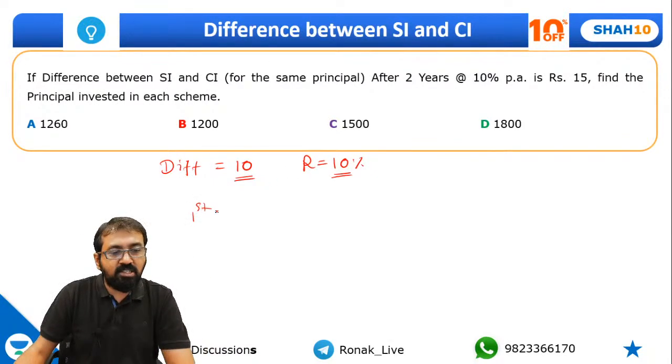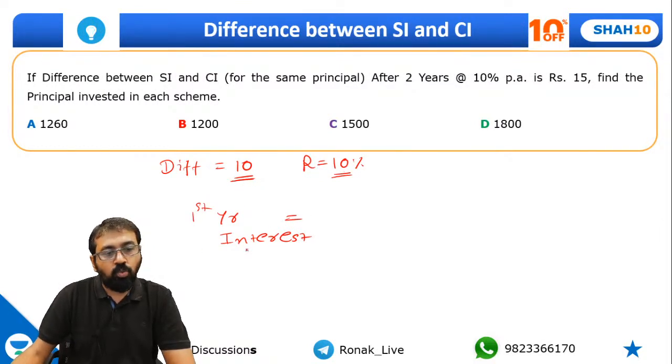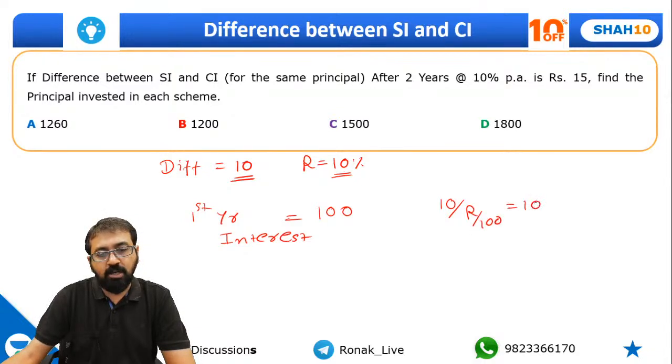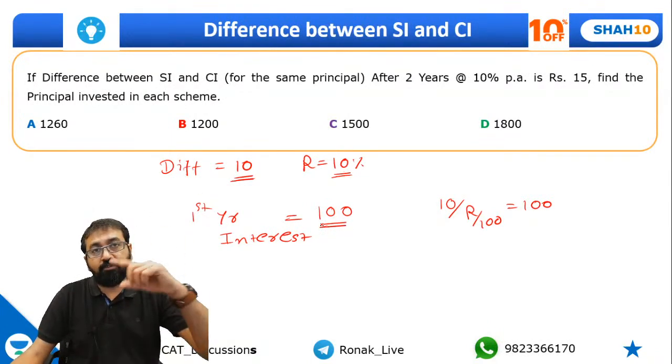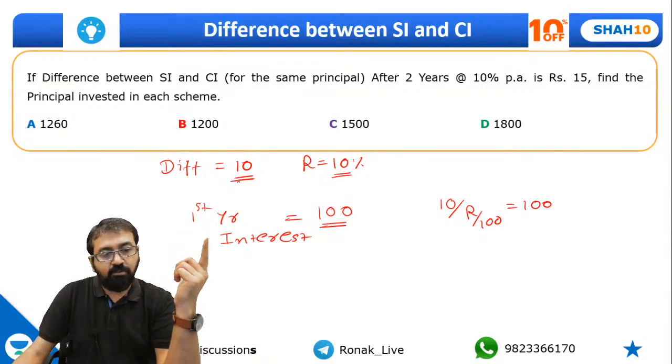So 10% of first year's interest is 10 rupees, right? So what will be the first year's interest? It will be 100 rupees. How did I get that? 10 divided by the rate of interest upon 100. So this will come out to be 100 rupees. Same way, if I know the first year's interest is 100 rupees, we are going backward. So we knew the difference and we know the rate of interest, so we can calculate the first year's interest, right?